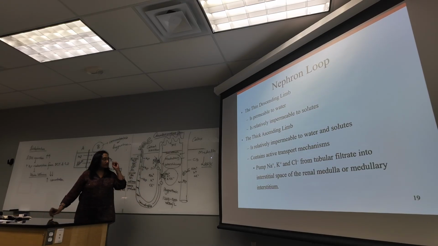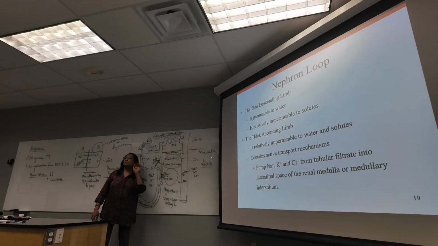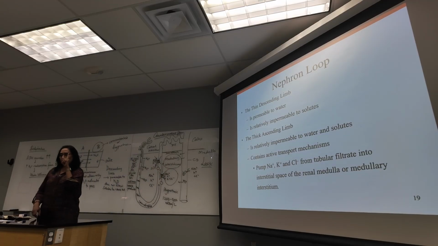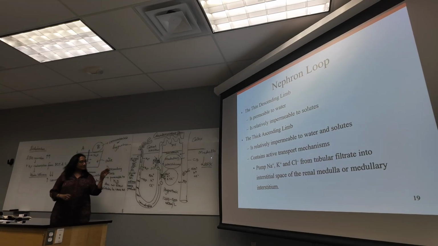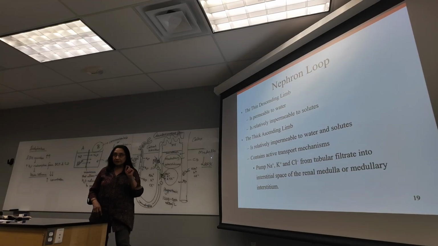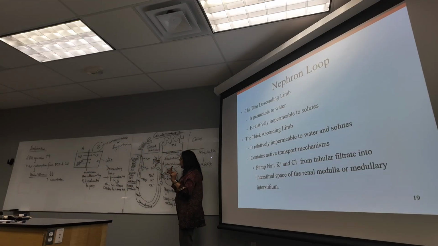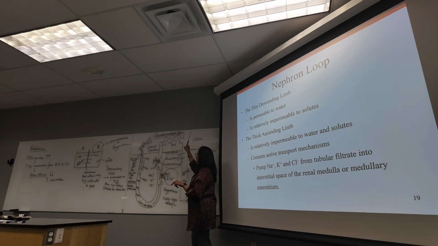of Henle is to create the hypertonic medullary interstitium. That is the only role which I would like you to just remember. Other than that, there is some reabsorption, secretion happening. But the main role of this long loop of Henle is to create the hypertonic medullary interstitium. And this in turn is needed for the action of ADH on the DCT and the collecting duct. Okay, that's about it. That's the main thing.